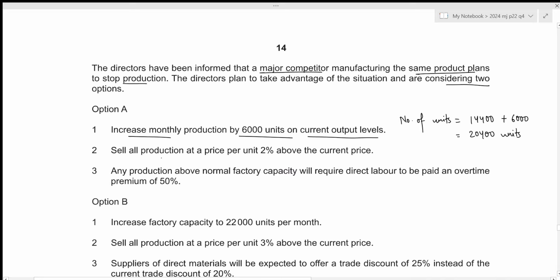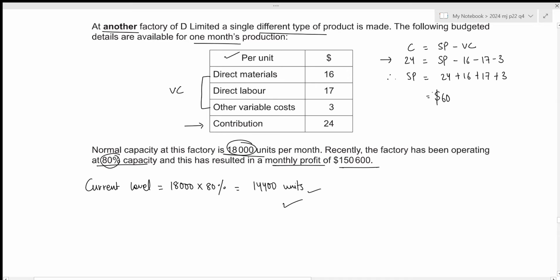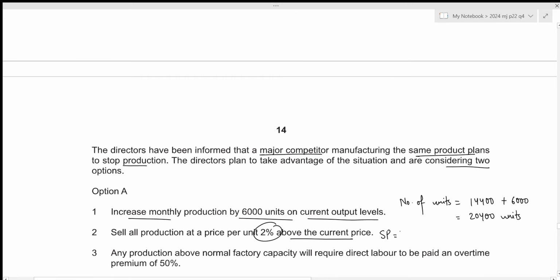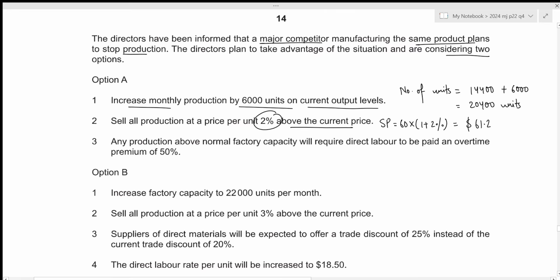Then we need to sell all production at a price per unit 2% above the current price. So we need to increase the selling price by 2%. Previously, we calculated the selling price to be 60. Now we need to increase this 60 by 2%. This results in the value of 61.2. Then any production above normal factory capacity will require direct labor to be paid an overtime premium of 50%.